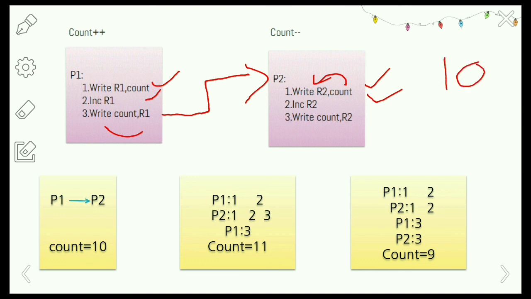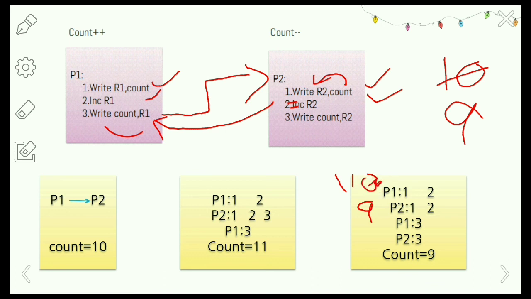Okay, and it will perform the decrement operation. So here it is the decrement operation, so 10 will become 9. Then the control will again pass to the process P1. So what is the value of R2 here? 9. And the process P1 value is 11 since we have incremented the value, but it was not saved.